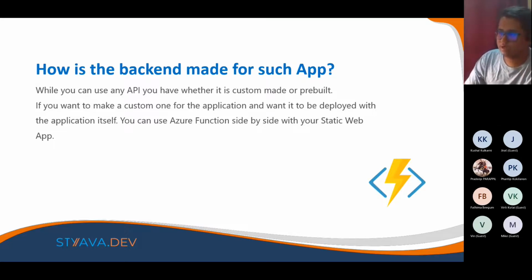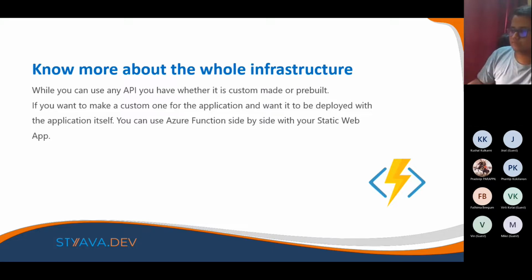The benefit of having a backend with Azure Functions is that whenever you redeploy your website, the Azure Function will be deployed side by side with your web app, so the whole infrastructure is deployed together. It will also be available on the global CDN, so that will also be very fast and as quick as you would want.